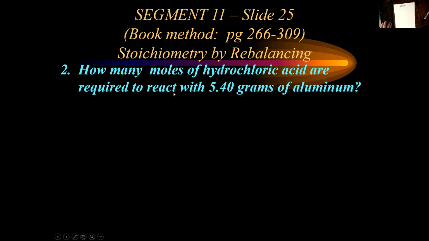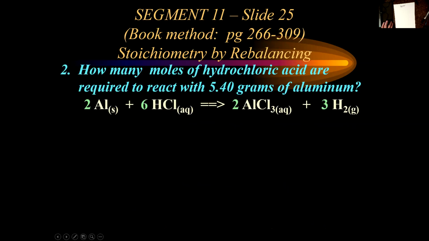Now, here's another one that's a little bit harder. This is moles to grams, and moles and grams. How many moles of hydrochloric acid are required to react with 5.4 grams of aluminum? Okay, now, if I look at this equation, 2 times 27 is 54. So the equation is showing 54 grams of aluminum in it, but I only want 5.4. What do I need to do? That's right, divide by 10.